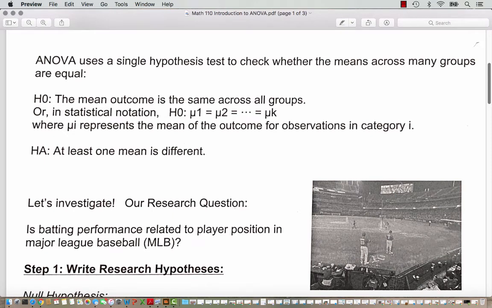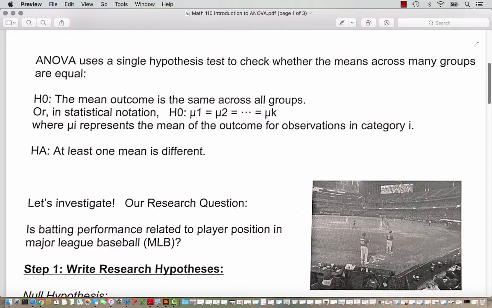ANOVA uses a single hypothesis test to check whether the means across many groups are equal. So our null hypothesis says the mean outcome is the same across all groups, if we want to write it with words. Or if you prefer to write the null hypothesis in statistical notation, you could say the null hypothesis is that mean 1 equals mean 2 equals ... for however many means we have, all the way up to the last mean, which we denote mu k.